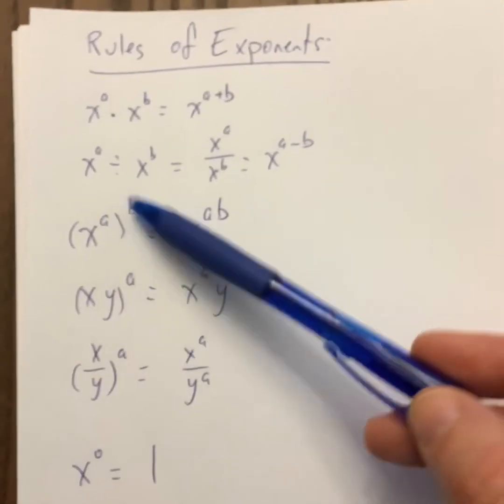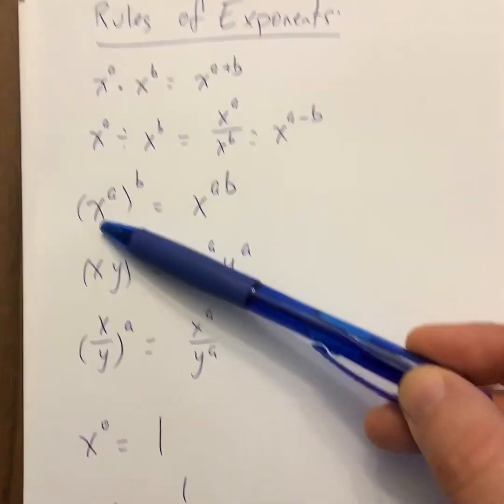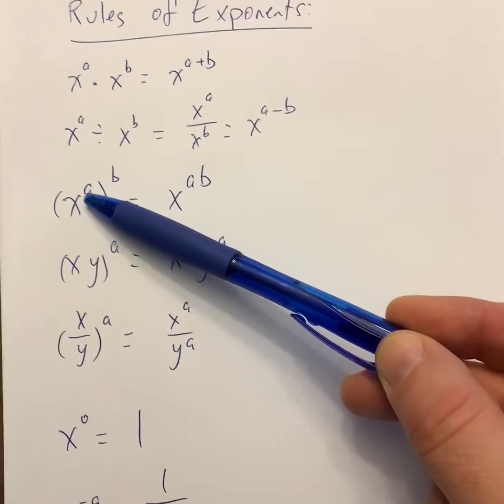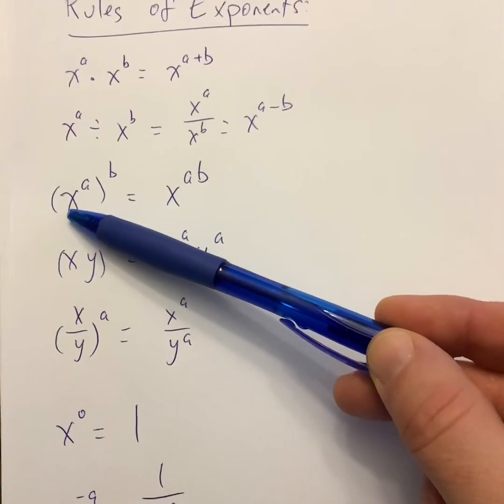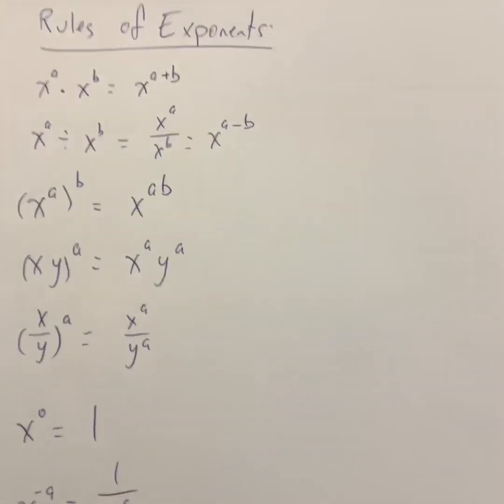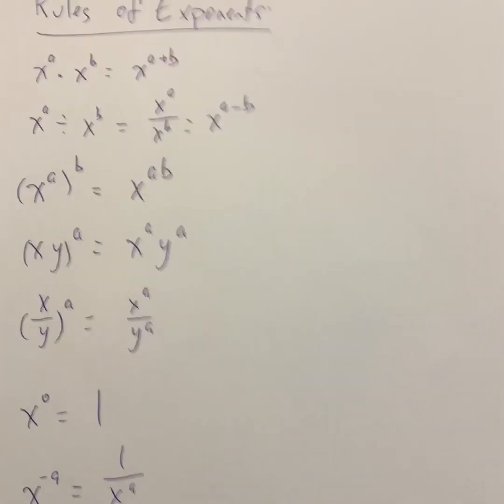Third rule, the power rule: if you've got x to the a, that whole thing being raised to the power of b, then when you've got a power raised to a power, you keep the base and you multiply the exponent. So it's x to the a times b. The next one, I call it the expanded power rule.